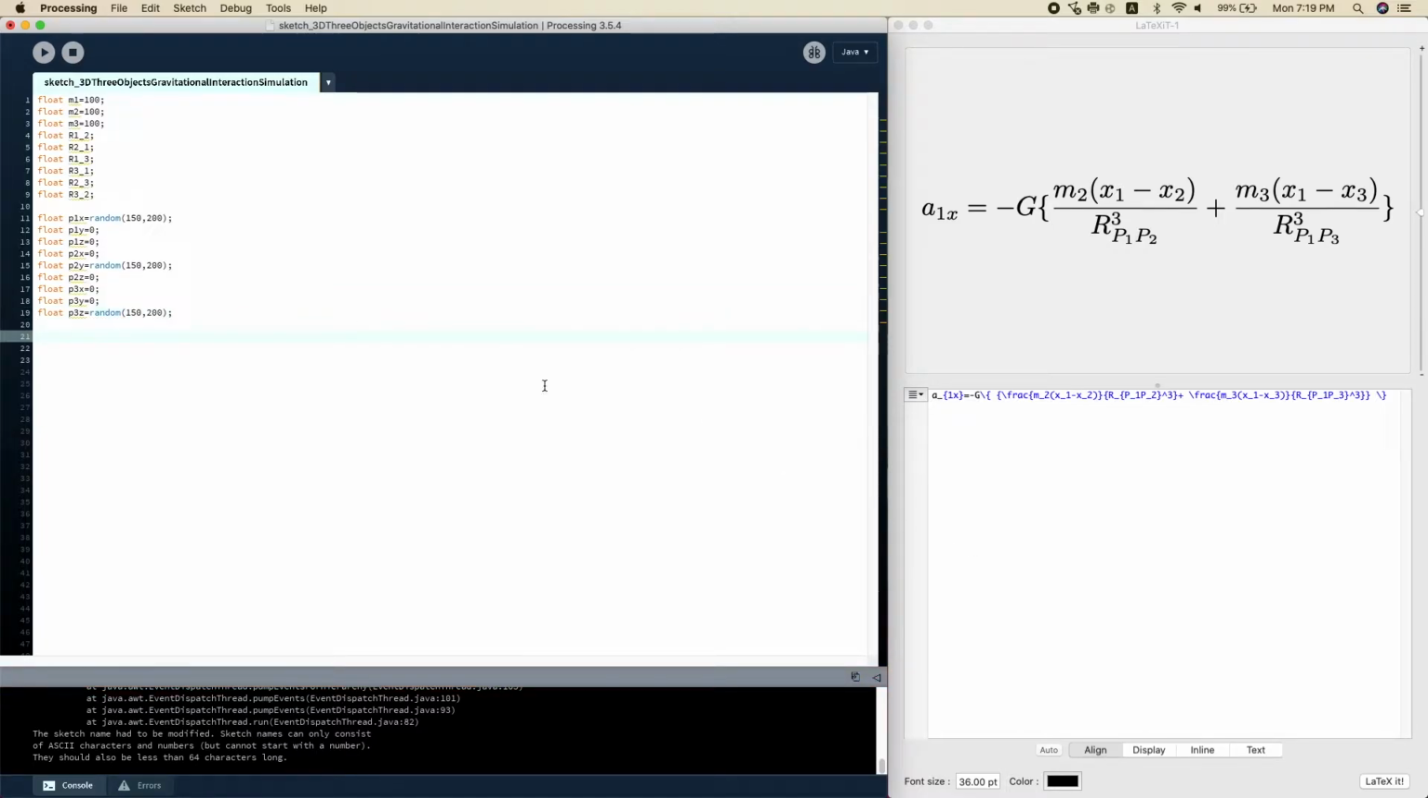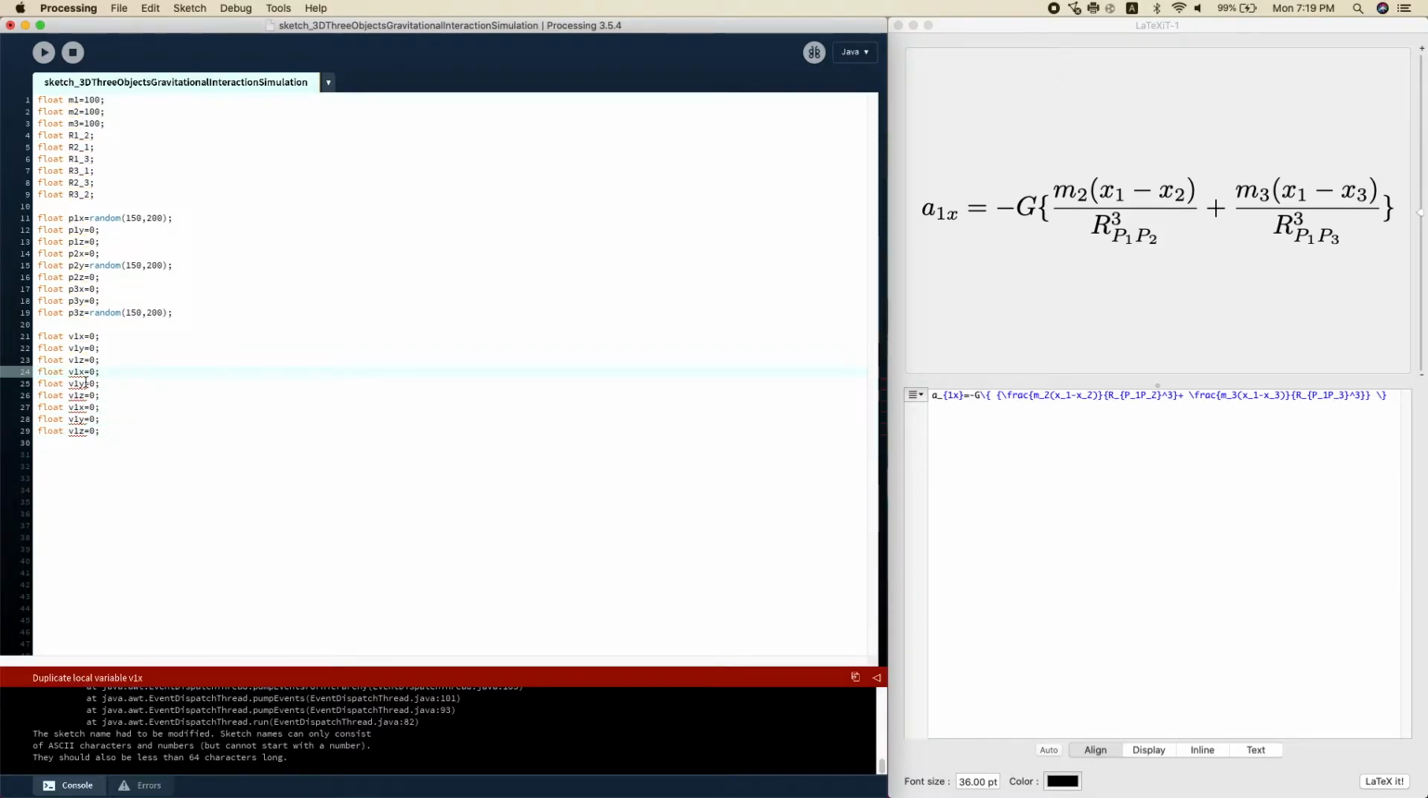And what we also have is the velocity, so float v1x, and we want the initial velocity to be 0. We also want v1y. We also want the velocity of object 1 in the z coordinate, so v1z. And again, we're going to copy this 3 times.